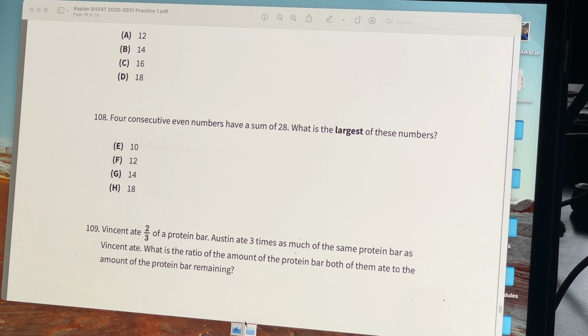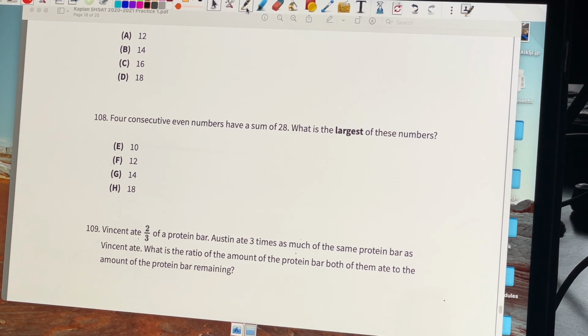108. 4 consecutive even numbers have a sum of 28. So x is your first even number. Your second even number is x plus 2. The third one is x plus 4. And the last one is x plus 6. And that all equals 28.